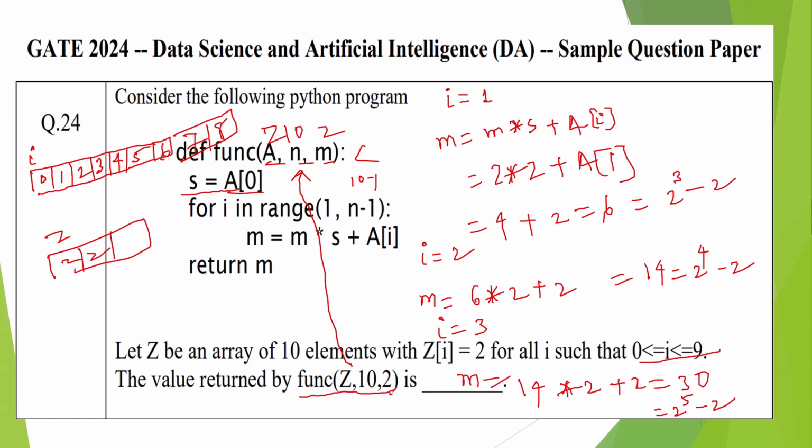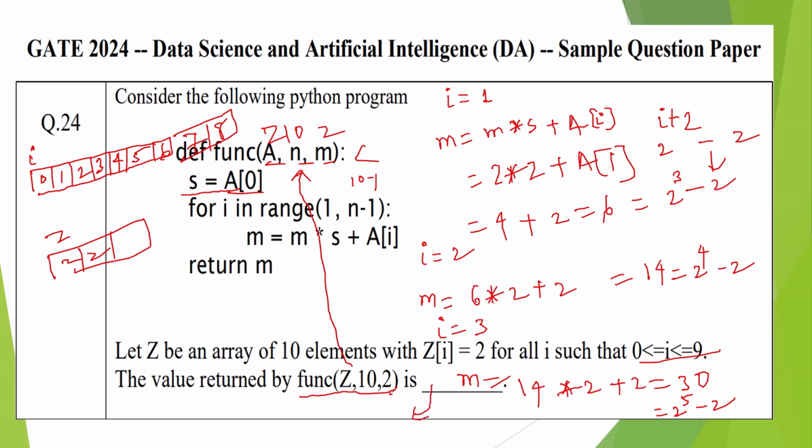See here, for I is equal to 1, we are getting 6. Means if I plus 2, it will be like 2 to the power I plus 2 minus 2. Then we are getting this pattern. Now if I is 2, 2 to the power I plus 2 means 2 plus 2, 4 minus 2. If I is 3, 2 to the power 5 minus 2, 5 means 3 plus 2, 5 minus 2. So we are getting some pattern.